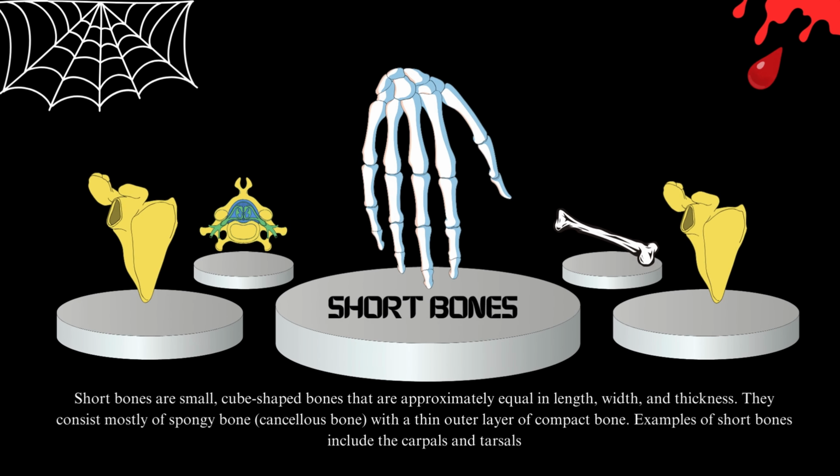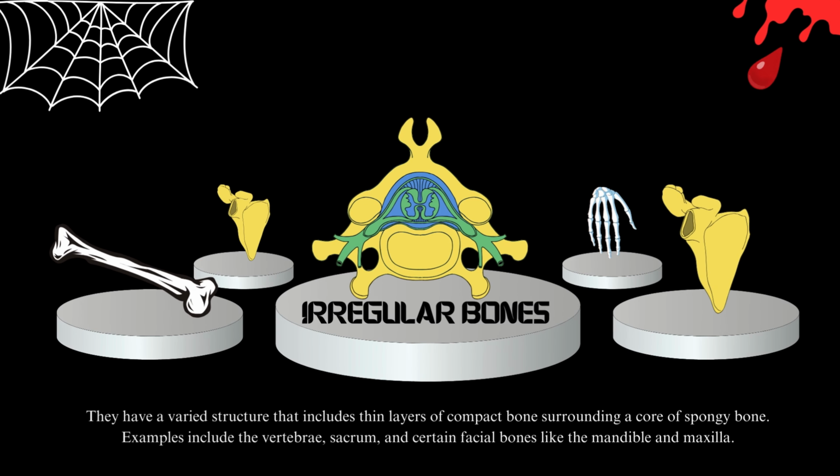Short bones provide stability, support, and allow for limited movement. Examples include the tarsals in the feet and carpals in the hand. Irregular bones have a unique shape that allows them to perform specific functions like support and protection. Examples include the vertebrae, pelvis, and facial bones like the mandible.